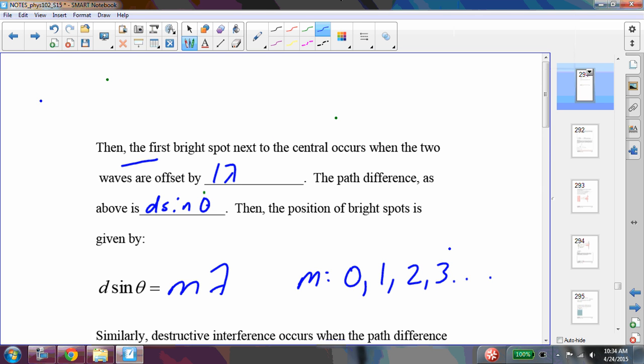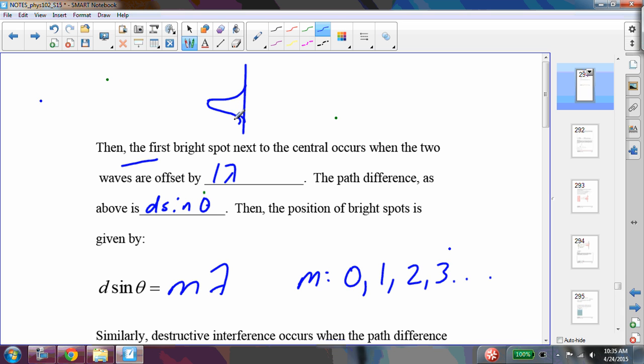Okay, so this is the expression for the bright spots. And remember, if I'm looking at my screen here, I have a bright spot in the middle, and that's what gives this. I show that with this plot right here.